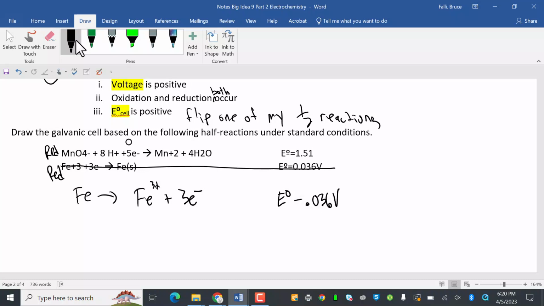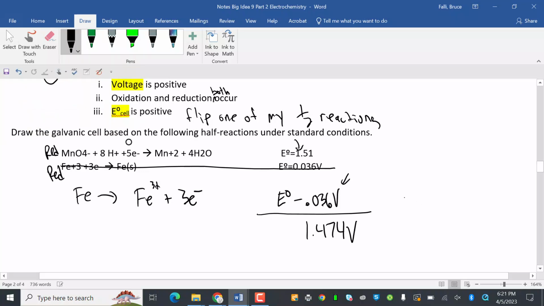So what I have to do now is figure out my total voltage. 1.51 minus 0.036, and I'll be honest with you, you know my hatred of the phone calculator. I'm in the basement of a hitting facility. 1.51 minus 0.036 is 1.474 volts. That's the total voltage. Notice it's positive, and that's how I get it.